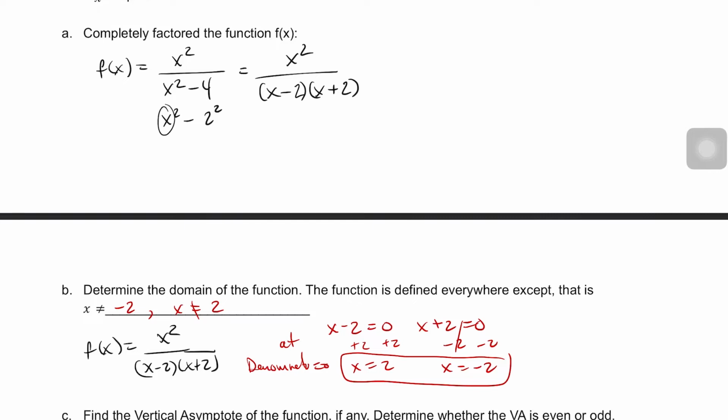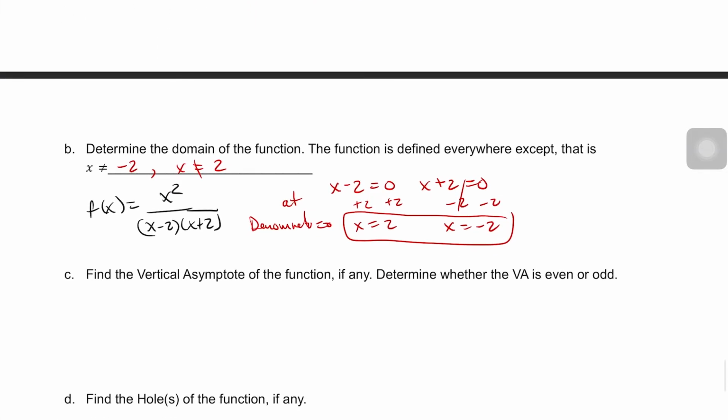For the vertical asymptote, we would have to try to cancel as much as we can, right? In this case, there's nothing we can cancel because there's no numerator that has the same factor as the denominator. So there's nothing we can cancel, so we're gonna use it as it is. So to find the vertical asymptote, we'll do the same thing and set the denominator equal to 0, because to find the vertical asymptote, we have to find where the denominator is 0.